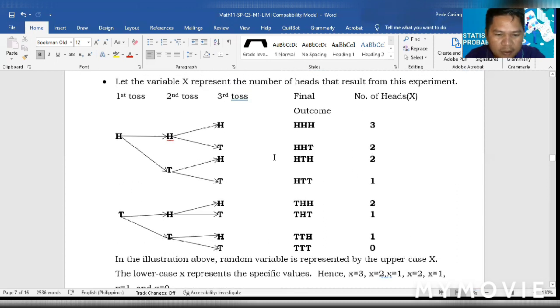Another outcome, we can have THH. So we have THH, that is 2. THT, 1, because only one head. TTH, we have 1, because one head. TTT, meaning 0, because no H occurred in the final outcome.